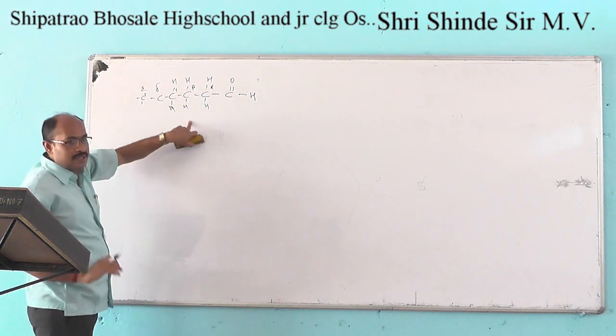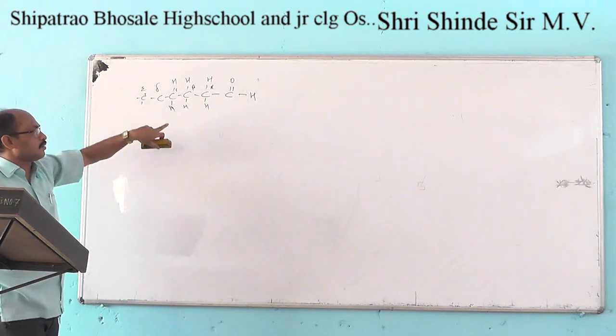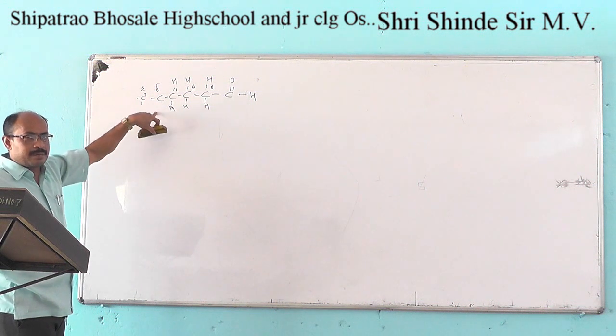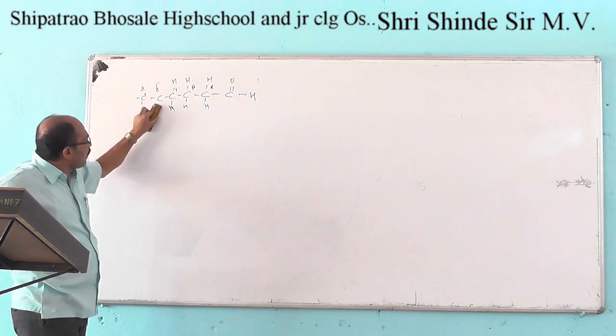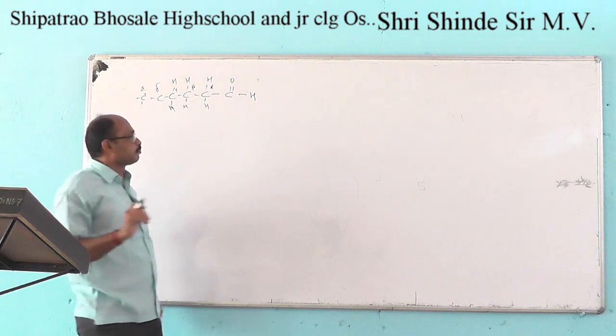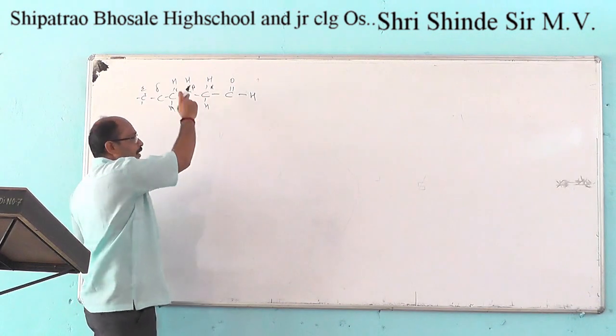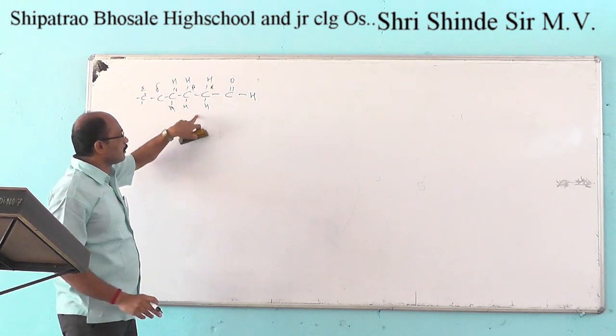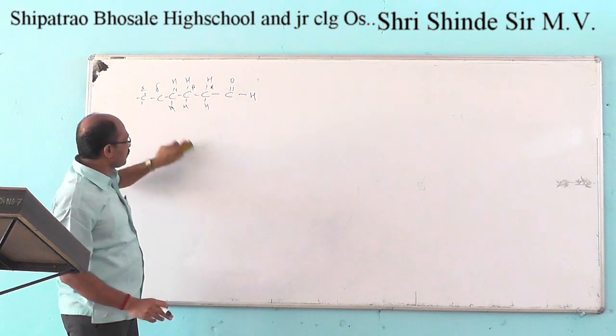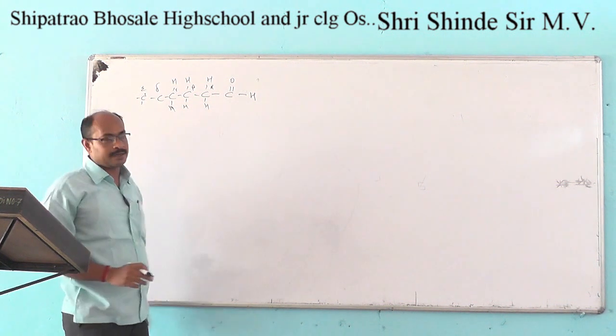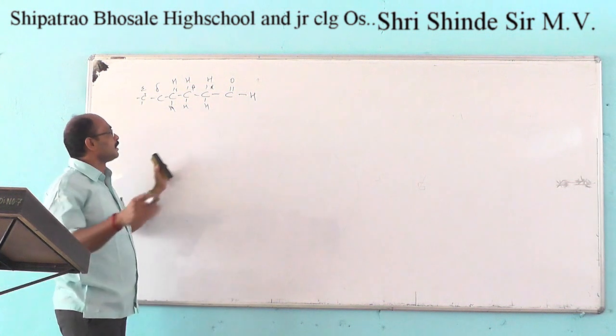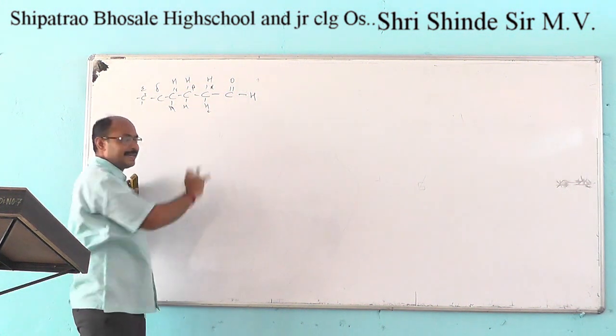These are the Greek numerals which are useful for the naming or numbering of the carbon chain according to the common system. The presence of this alpha carbon, the hydrogen which is present on this alpha carbon, is known as the alpha hydrogen atom. This alpha hydrogen atom is acidic in nature.